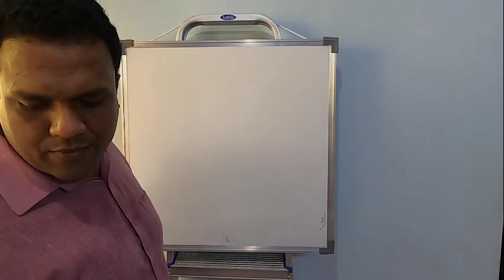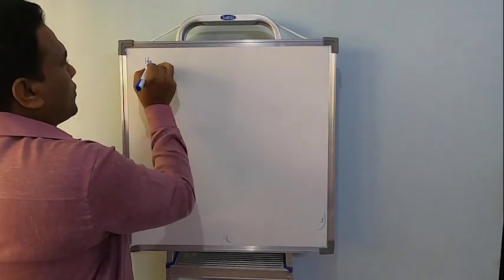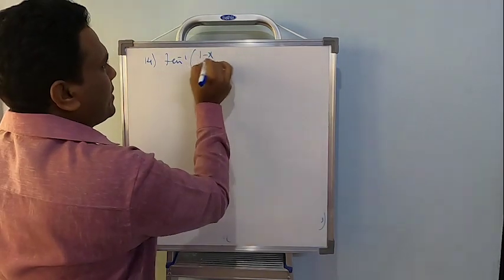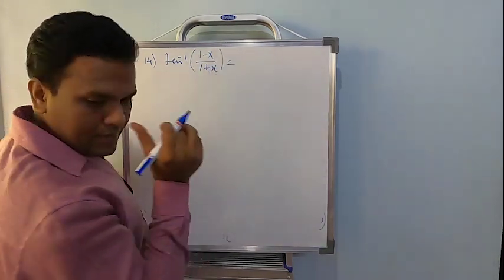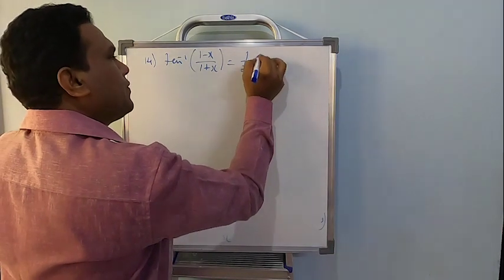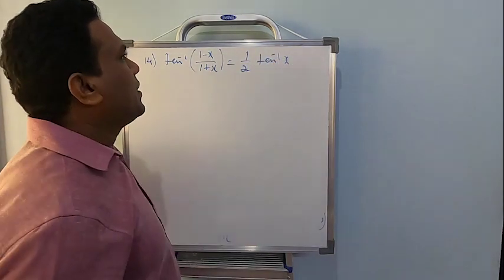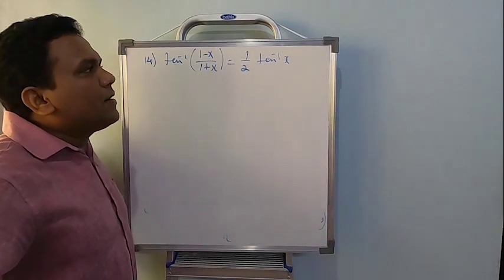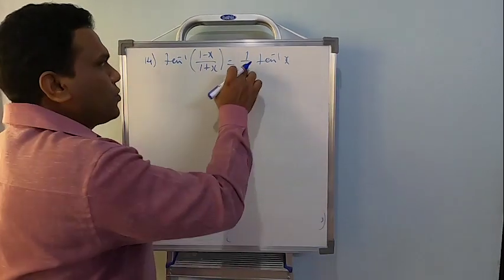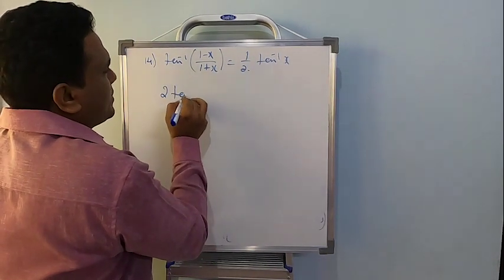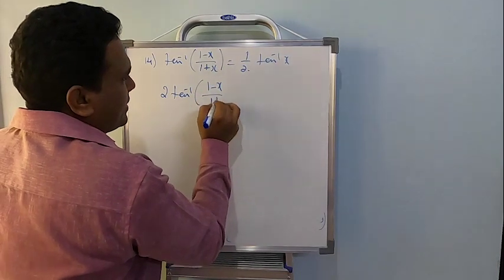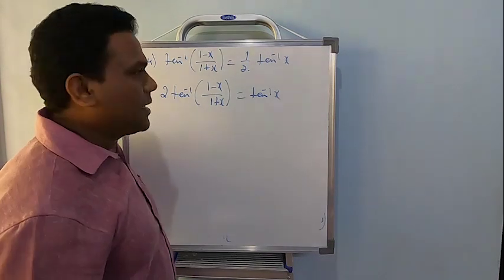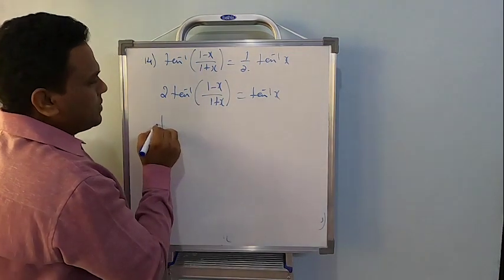So the next one, let's go for 14. What's been given is tan inverse of 1 minus x by 1 plus x is equal to, the right hand side is half tan inverse x. See, we don't have anything for half tan inverse x, correct, right? Instead of that, let us shift this 2 to the left hand side. So 2 times tan inverse of 1 minus x by 1 plus x is equal to tan inverse x.